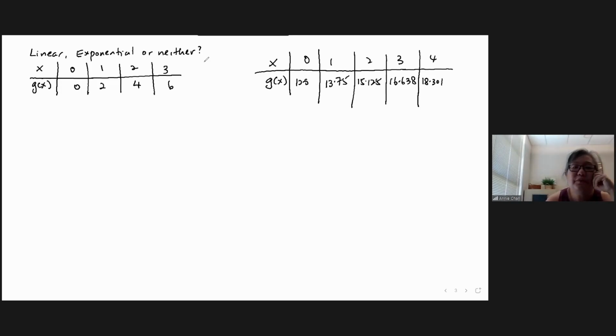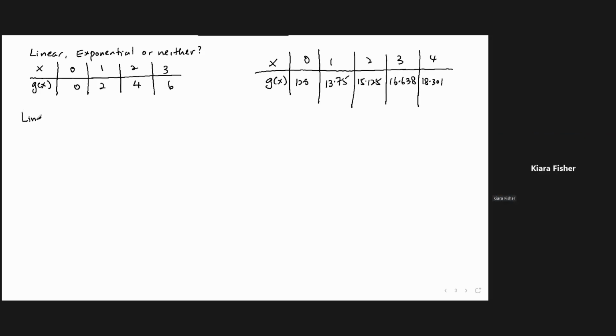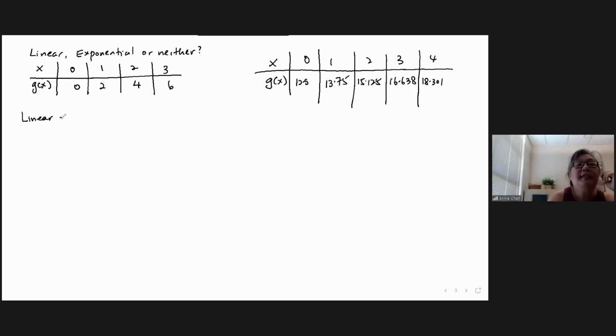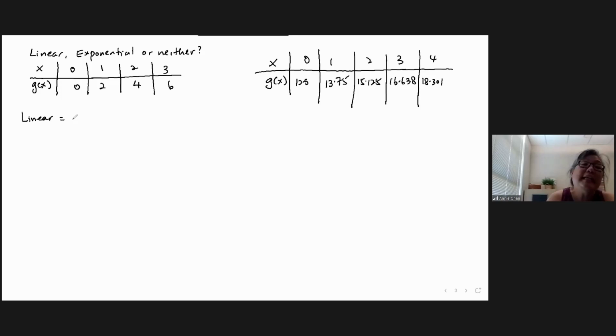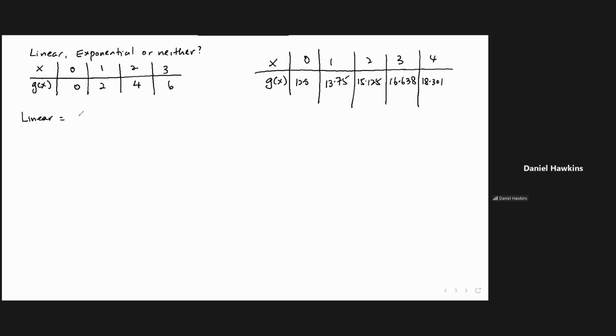What do you need to do? Don't you just find the average rate of change? Okay. What is the average rate of change? Delta y over delta x. Change of y over change of x. Fabulous. So what is the linear equation?